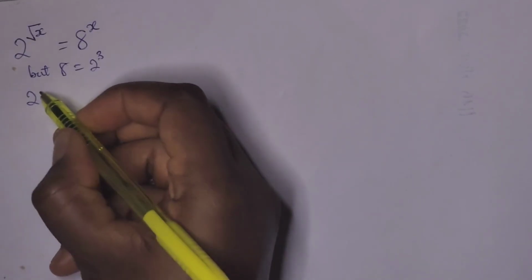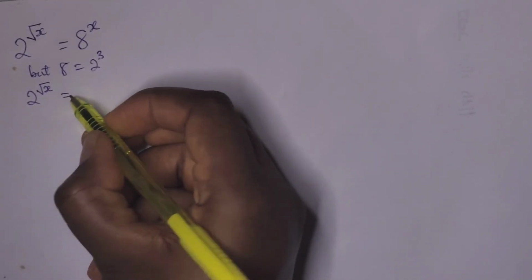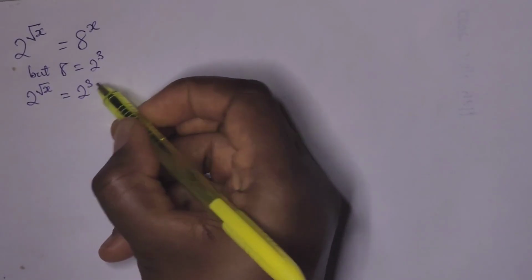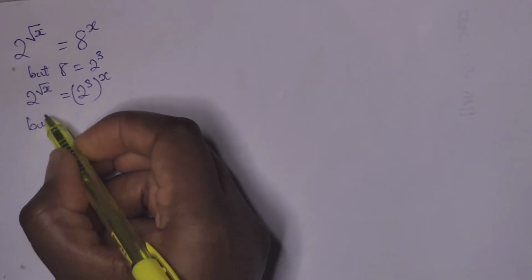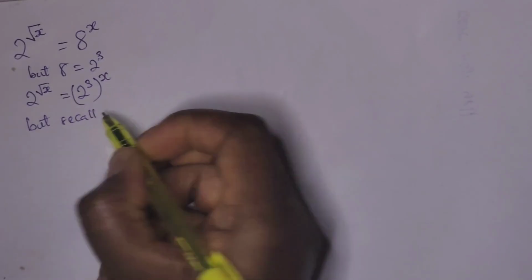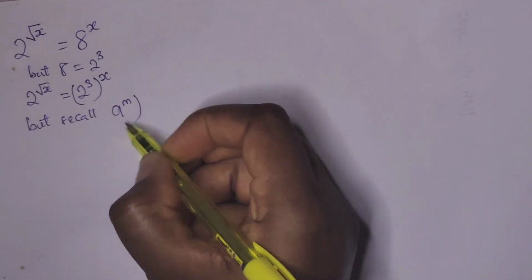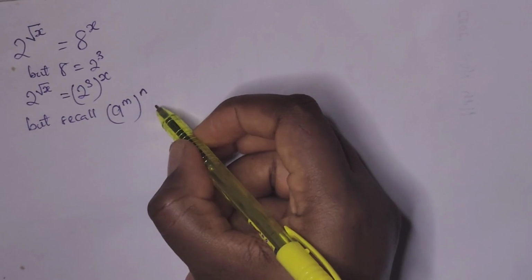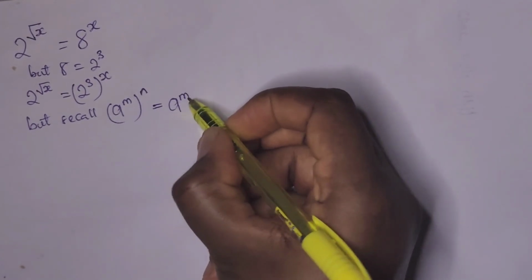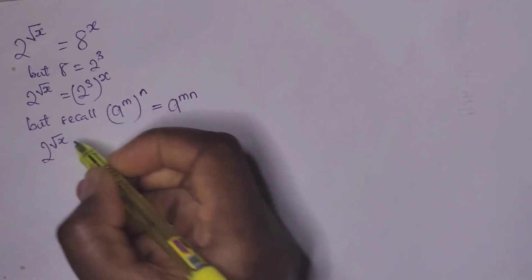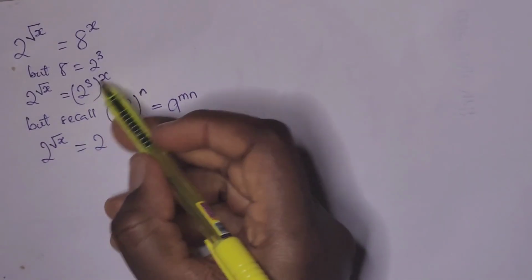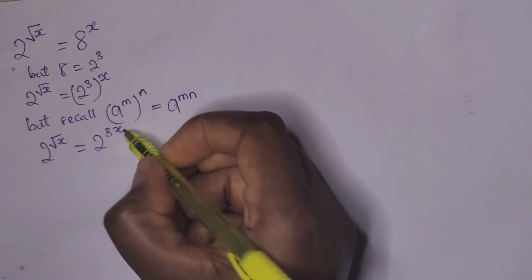So we have 2 to the power of root x equal to 2 to the power of 3 further raised to the power of x. But recall, when you have a to the power of m further raised to the power of n, this is the same thing as a to the power of mn. So from here, we have 2 to the power of root x equal to 2 to the power of 3 times x. We then have 3x.